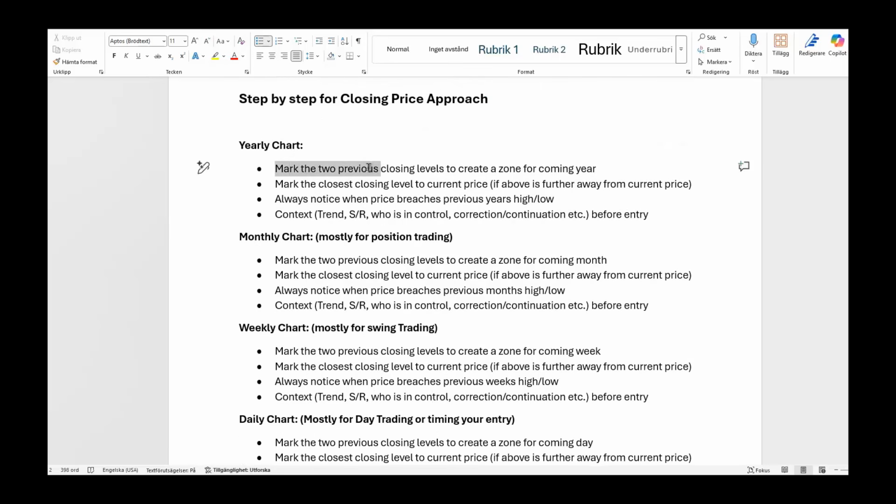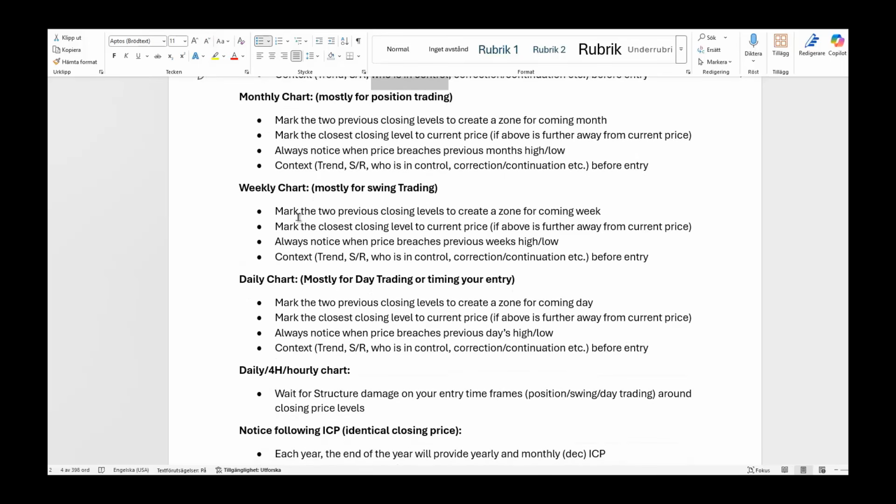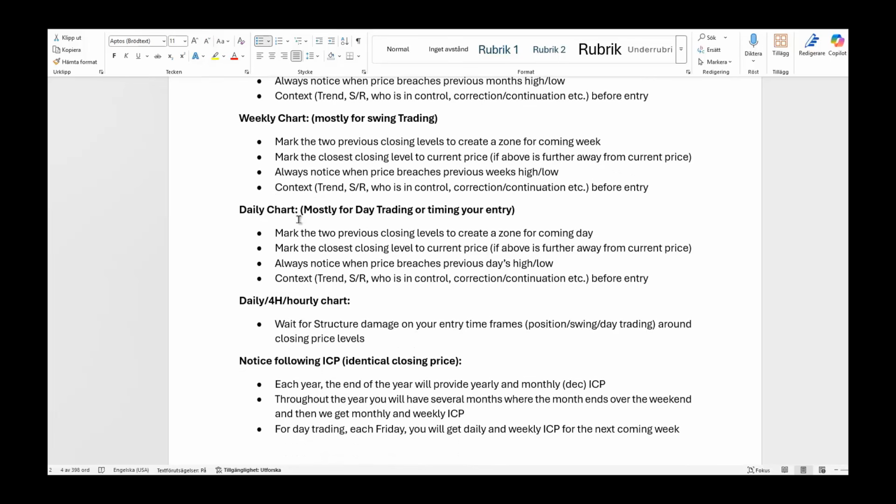So the first step is to mark the closing price and then adjust that line, and then always notice if a high and low is getting breached, and you put that candle into context. That's it. You do that on a yearly, monthly, weekly for position trading and swing trading. And if you are day trading or trying to manage your trades once you got filled, then you use the same thing on the daily chart.